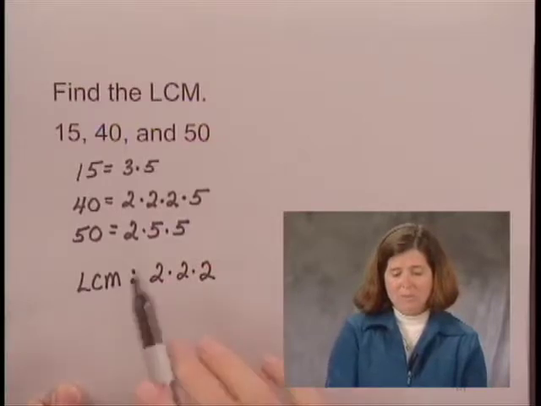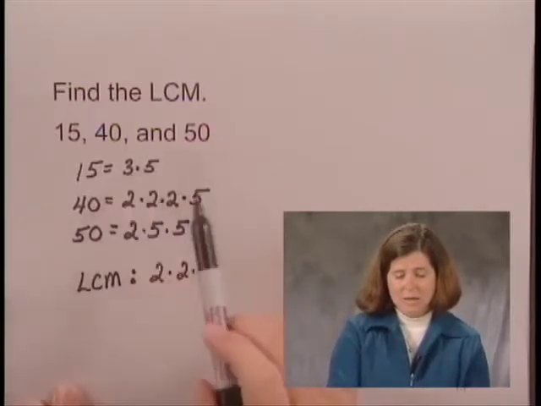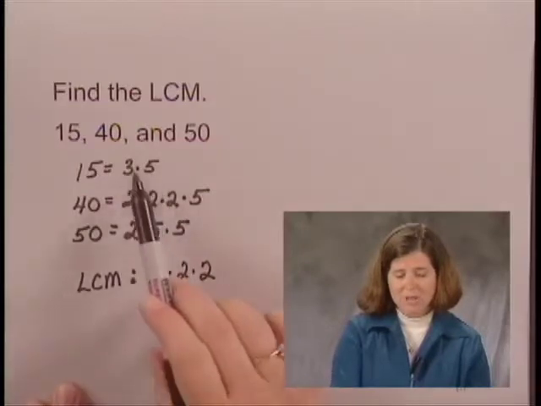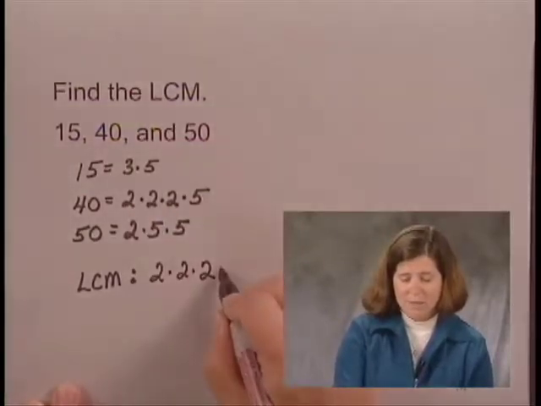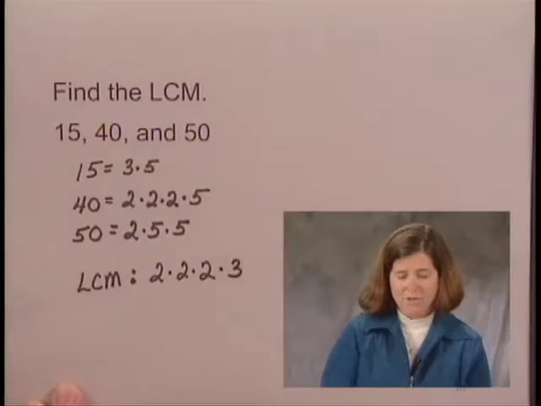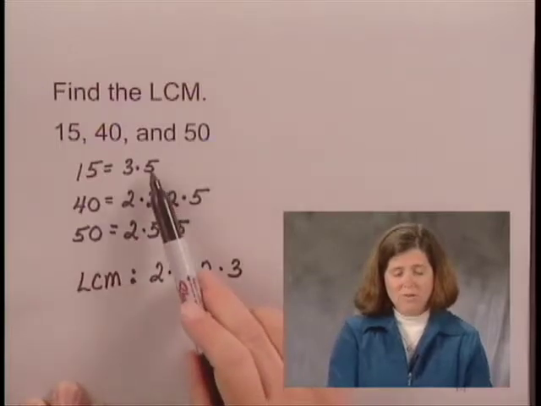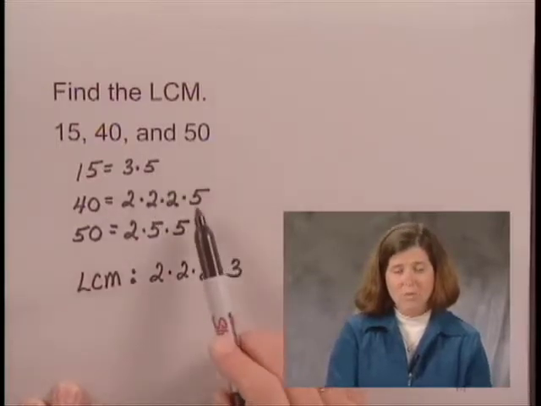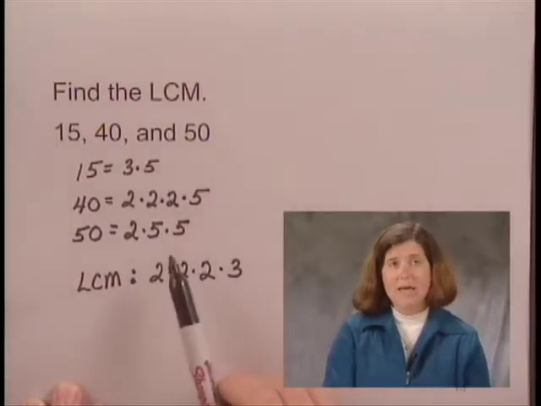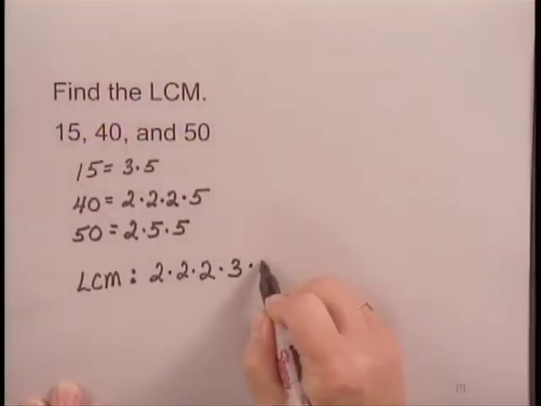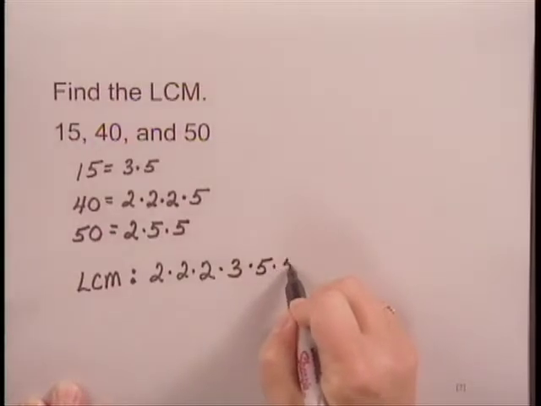Looking at the other primes that are in the list, there's a 3, and the most times that it occurs in any factorization is 1 time, so we write a factor of 3. And then there is another prime factor that appears, and that's 5. There's 1 factor of 5 in 15, 1 factor of 5 in 40, and 2 factors of 5 in 50. So we will need 2 factors of 5 for our least common multiple.